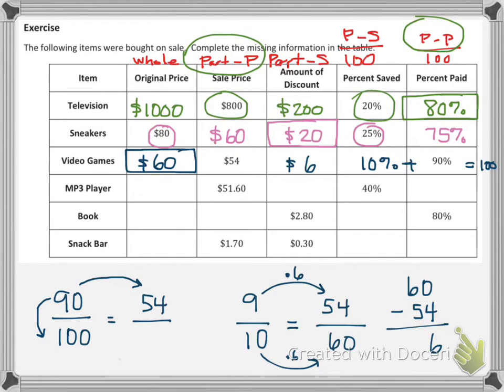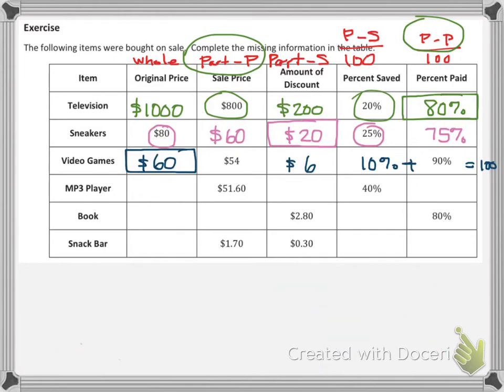All right, let's talk about the MP3 player. All right, MP3 player, I know the part that I pay, the sales price is $51.60. I have a percent that I save. Those don't match, so I need this percent that I pay. 40 plus 60 is 100, so I'm going to pay 60%. Now I have a match. I have the percent paid, and I have the part that I pay. Those match up, so I can use that to calculate my answer.